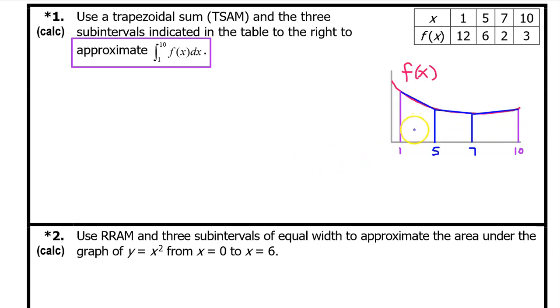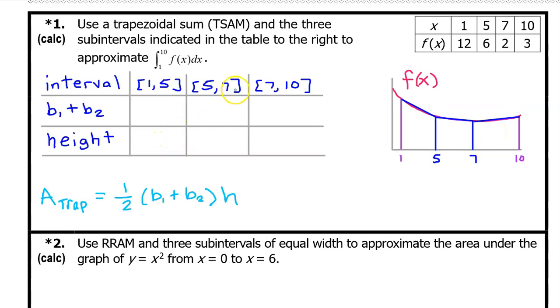Our strategy is to use these three trapezoids to estimate the area under the curve from 1 to 10. We will find the area of each trapezoid and then add them up. I like to use a chart like this one to organize my work, but this is optional. If you can set up your answer without making a chart, that's fine.